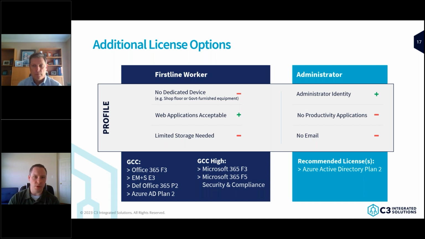And they don't need a lot of storage, right? They're really only receiving a minimal number of emails and they don't have a high degree of storage requirements for OneDrive for Business. For these folks, there's two different license options. Inside of GCC, we have an Office 365 F3, EMS E3, Defender for Office 365 Plan 2, and Azure AD Plan 2. And then in GCC High, we look at the Microsoft 365 F3, Microsoft 365 F5 with the security and compliance add-in. A note there on GCC and GCC High, this is where the license modalities get really interesting between the two.